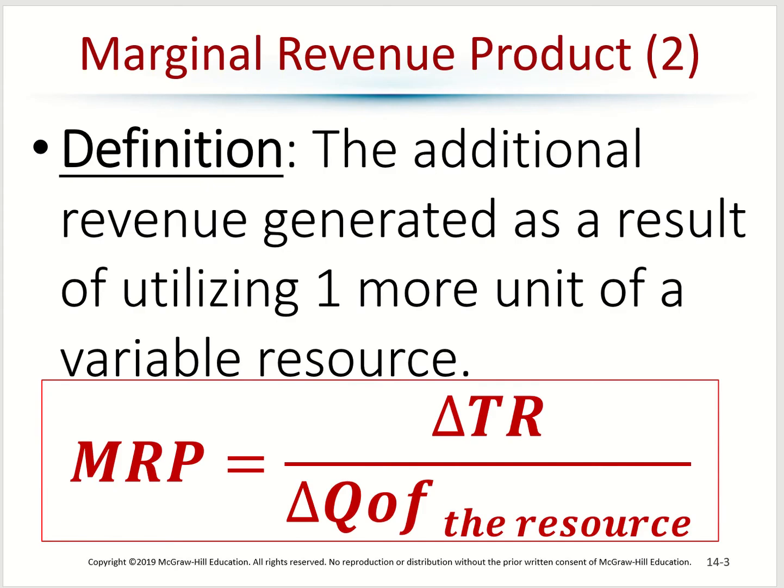Now, the formula is very simple. It's your change in total revenue over change in quantity of resources. This is very similar to the formula for marginal revenue, right? Marginal revenue is on the actual production side, the actual output produced. This is before it's produced, so this is the resources. That's why I have this extra term called resources. So it's the change in total revenue over the change in quantity of resources.